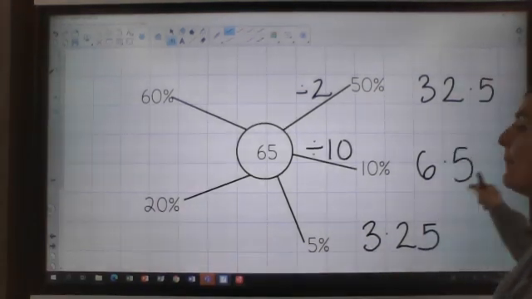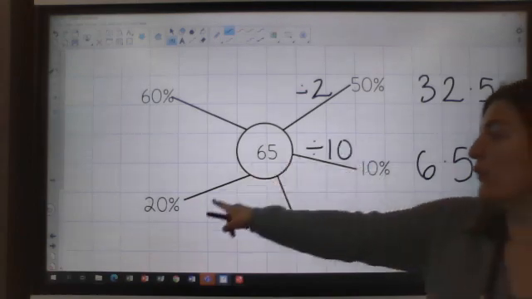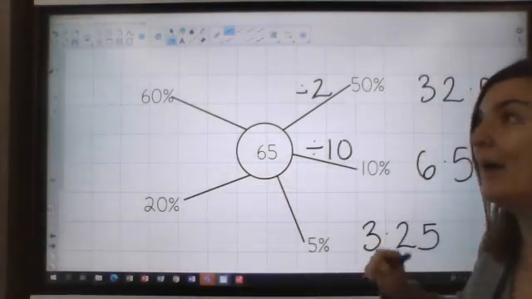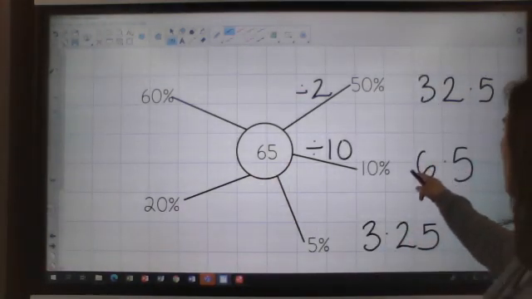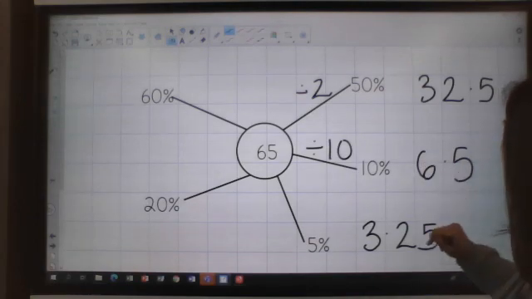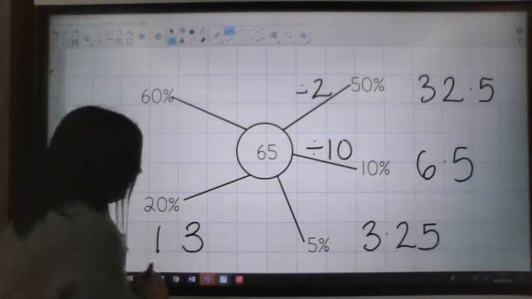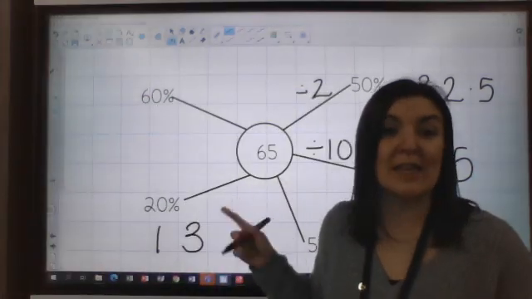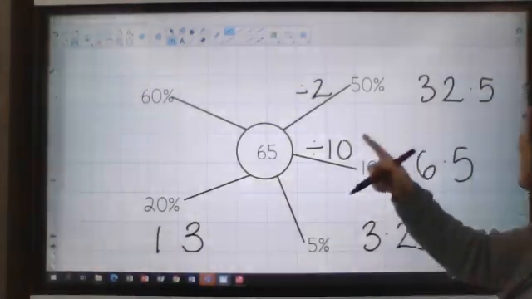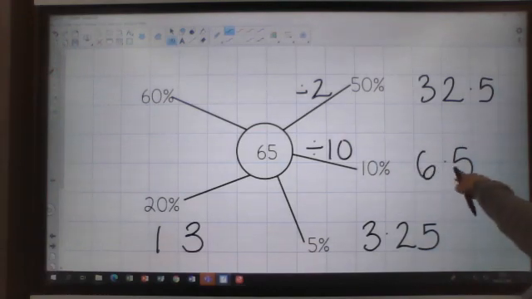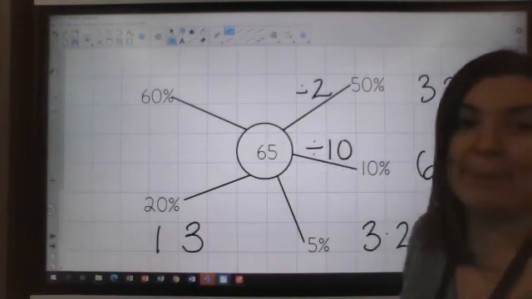So then I know that 10% is 6.5. So for 20%, I multiply it by 2. So 6 multiplied by 2 is 12. 0.5 times 2 is 1, so that would be 13. Okay, because it's just 6.5, add 6.5. And then 60% is just 6.5 multiplied by 6.